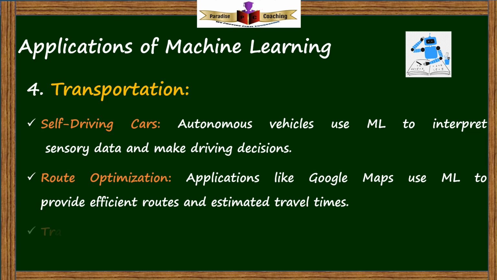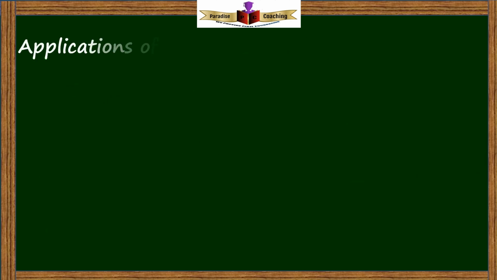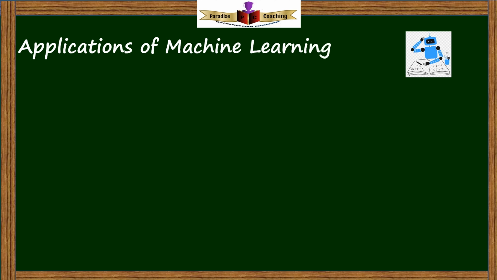Route optimization. Applications like Google Maps use ML to provide efficient routes and estimated travel times. Traffic predictions, analyzing traffic patterns to predict congestion and suggest alternate routes. Let's explore more applications of machine learning.